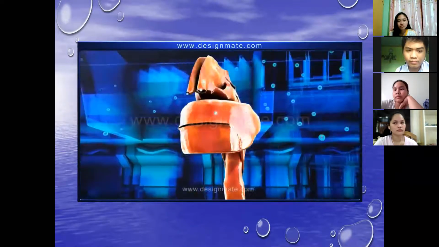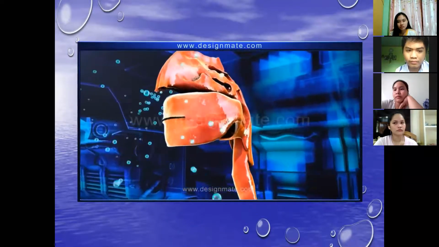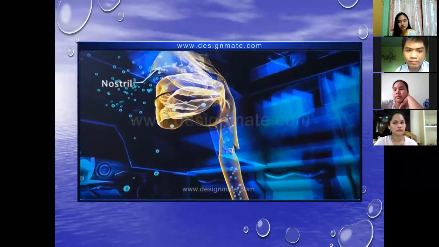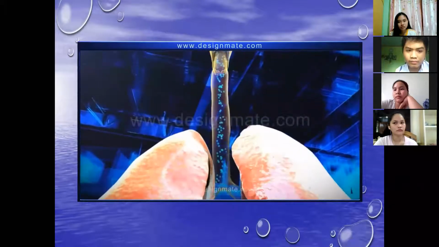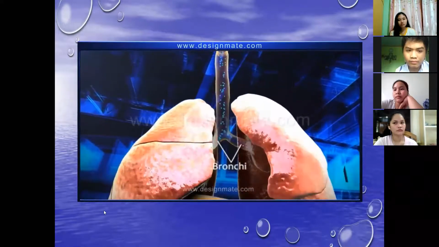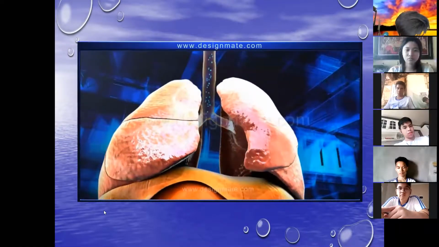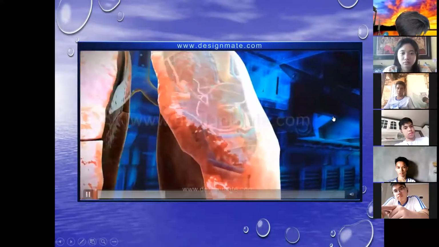As we breathe in air, the oxygen molecules enter the nostrils and travel downwards through the pharynx and trachea to finally reach the bronchi. From each bronchus, oxygen travels into the lungs.